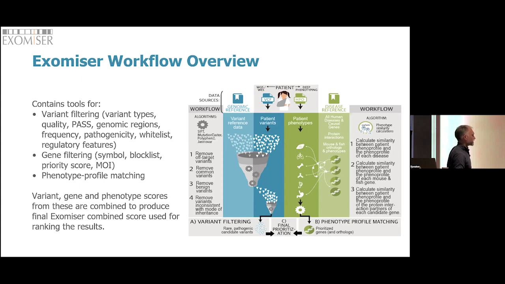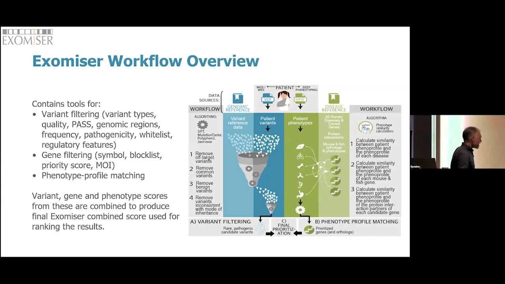We've also got the ability to say this is a regulatory feature, so anything in an intergenic region that you might want to look at is also possible. Talking about gene symbols, you can also have blacklists or blocklists. So you can say, actually, I don't ever want to see anything from this gene because we just know this isn't a gene involved in rare disease.